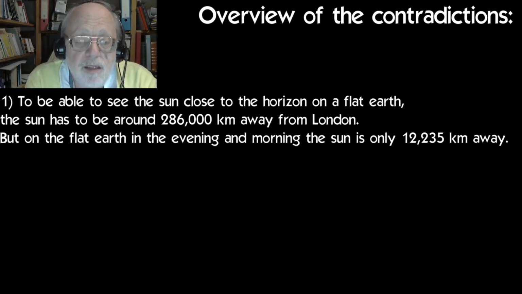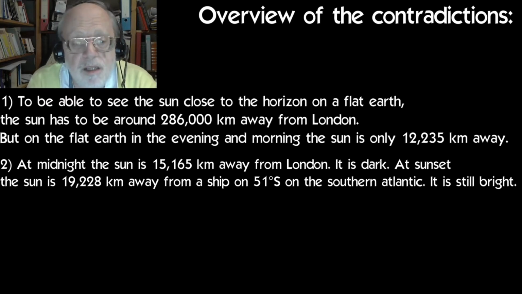So we have found another contradiction here. Let's summarize the contradictions. We see something that is close to the horizon at a very small angle. In the evening, the observer in London sees the Sun on the flat Earth with a given distance and positions, but at an angle of 23.7 degrees. To be able to see the Sun on a flat Earth on the horizon, the Sun has to be around 286,000 kilometers away. But on the flat Earth, in the evening and in the morning, the Sun is only 12,235 kilometers away. That is a contradiction.